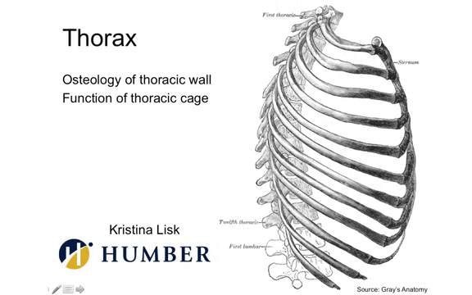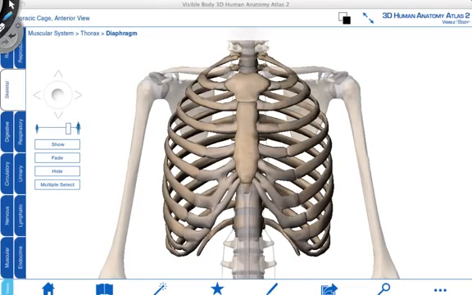In this tutorial, I will be discussing the osteology of the thoracic wall and the functions of the thoracic cage. The thorax is the region of the body that we find inferior to the neck and superior to the abdomen. The superior aspect of the thoracic cavity is narrow, and as we descend downwards, it becomes much wider.